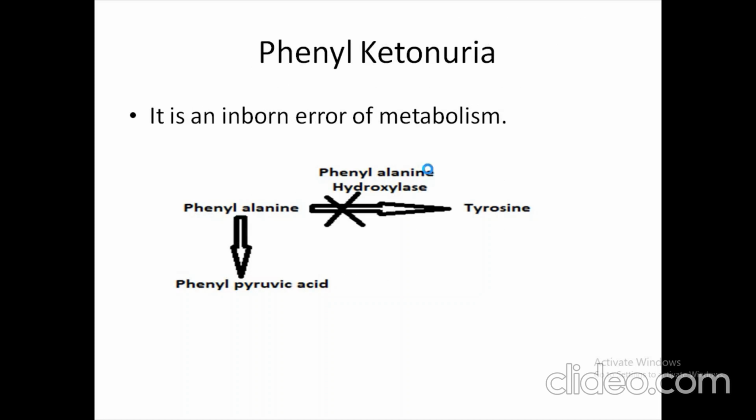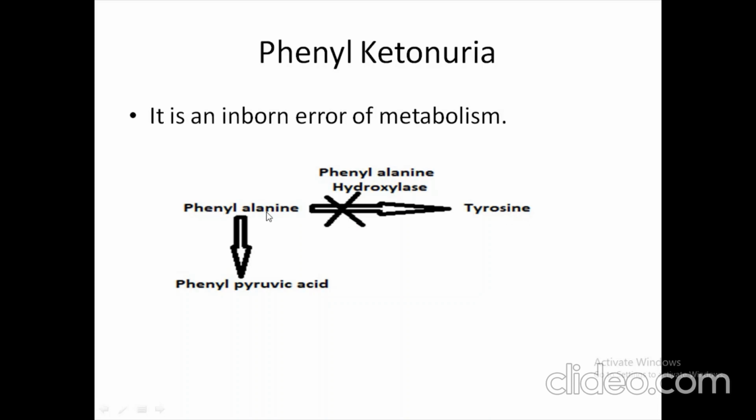Next, phenylketonuria. It is also an autosomal linked recessive disorder. It is an example of inborn errors of metabolism. In the normal metabolic pathway, the amino acid phenylalanine is converted into tyrosine. Now this reaction is catalyzed by an enzyme called phenylalanine hydroxylase. In phenylketonuria, the gene that codes for this enzyme becomes defective. As a result, the enzyme is not produced and phenylalanine is not converted into tyrosine.